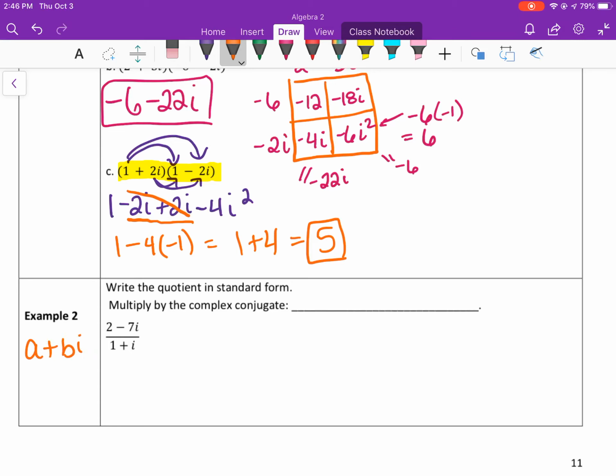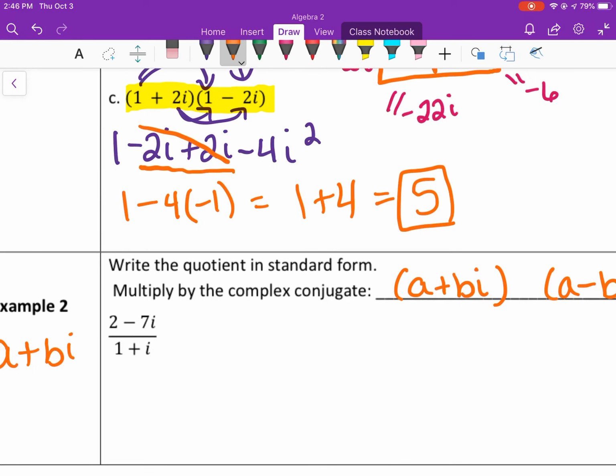If I want to write a quotient, you have to multiply by the complex conjugate. A complex conjugate is, if you have the term a plus bi, the conjugate is a minus bi. So the real part stays the same. It's the same thing except for the imaginary part. One is positive and one is negative. So if I want to simplify this one, I'm going to multiply by the complex conjugate of the denominator, because I want the denominator to be a whole number. So it's 1 plus i, so it's going to be 1 minus i.